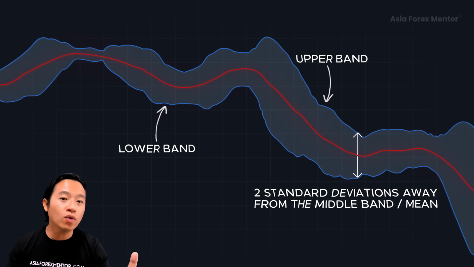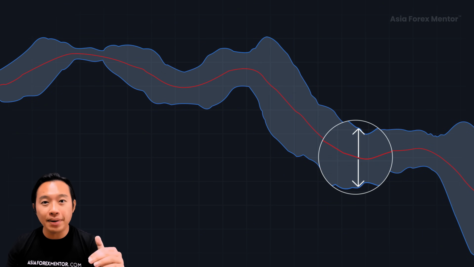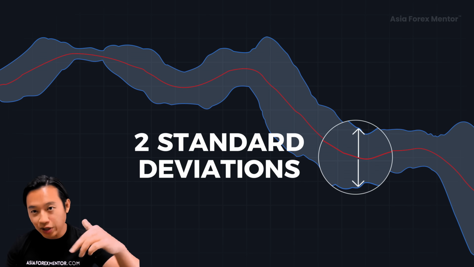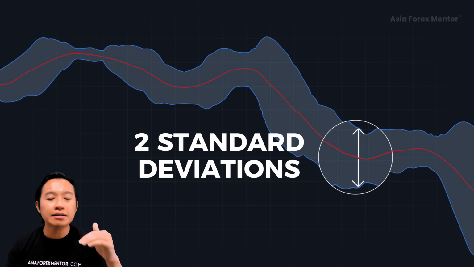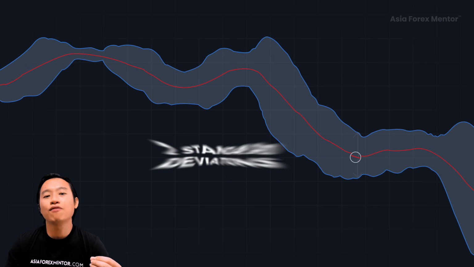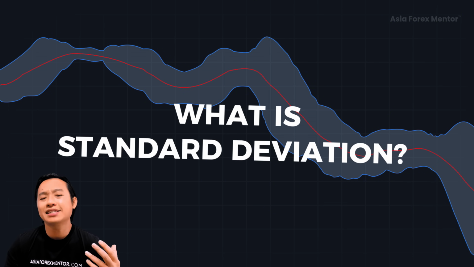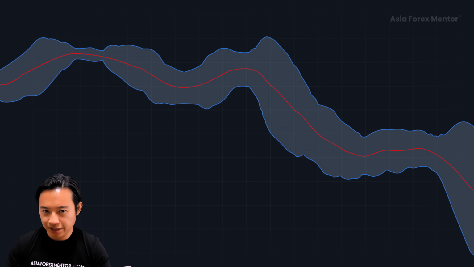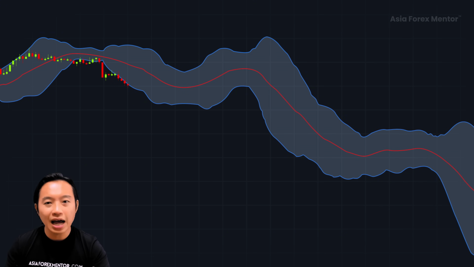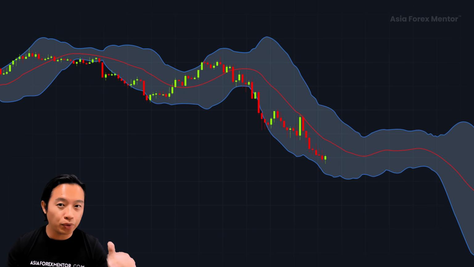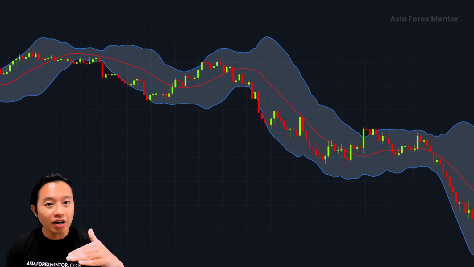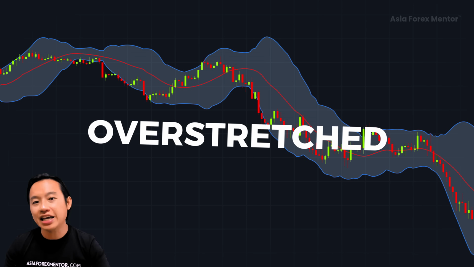All right, so in other words, these bands are placed at a distance of 2 standard deviations from the middle band. So, some of you might be asking, right? What is standard deviation? In simple terms, it's a way to measure how far the market price has moved from the average, right? This helps you to determine how overstretched it is.